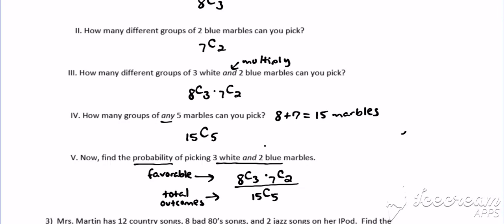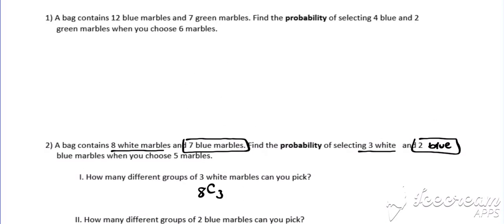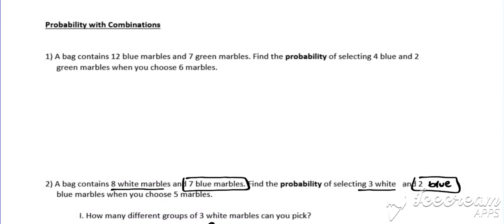So again, we need to remember we're choosing a small group from a big group. So it's more complicated than just saying like there's 3 out of 8 ways, right? Like you're choosing a group of 3 out of 8. So there's various ways to do that. So let's look at number 1 again. And it's asking right away, find the probability of selecting 4 blue and 2 green. So that would be, again, favorable is 12, you're choosing 4. And 7, you're choosing 2, that's favorable. And then overall, there's 19 marbles, and you're choosing 6. So that's total what could happen. So that's going to give you your overall probability.